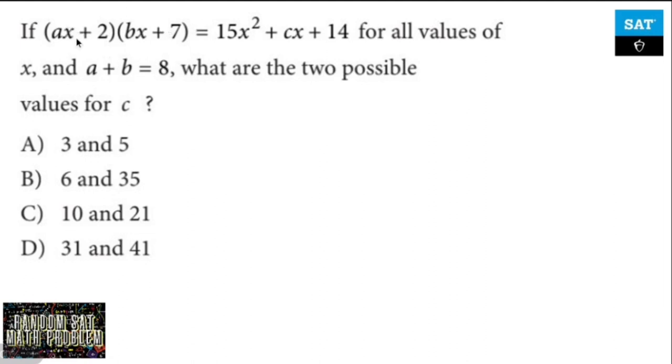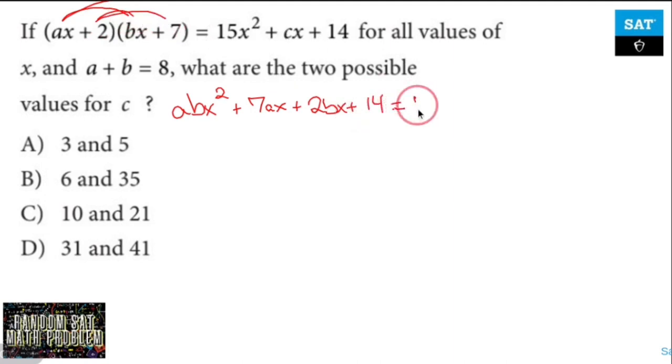I FOILed these guys out. So let's do that. I have ax times bx, which is abx squared. I have ax times 7, so 7ax. I have 2 times bx, so plus 2bx. And I have 2 times 7, which is 14. That's going to equal this guy, so equals 15x squared plus cx plus 14.